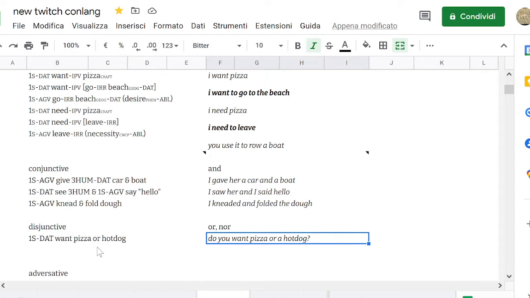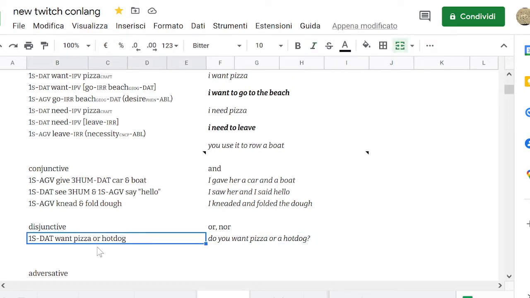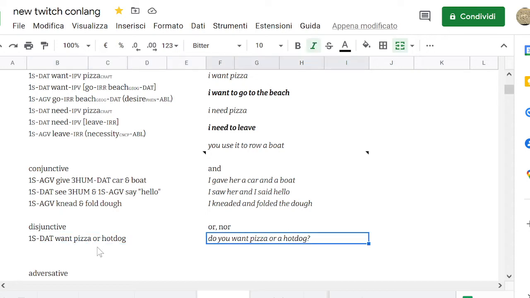If someone asks you, do you want pizza or a hot dog, and they were using an exclusive or, that means they need you to choose between one or the other. Like, they're about to make a turn, and one way is the way to the pizza shop, and the other way is the way to the hot dog stand. And they need you to choose, and they only have enough money for one option. So you need to choose. You can't do both.